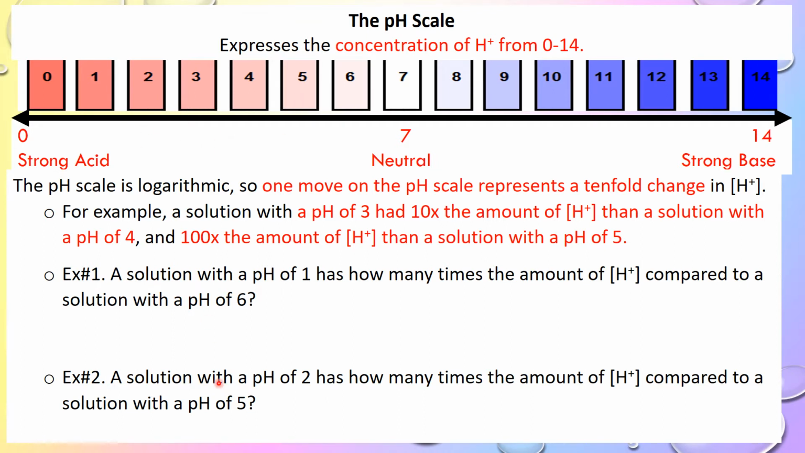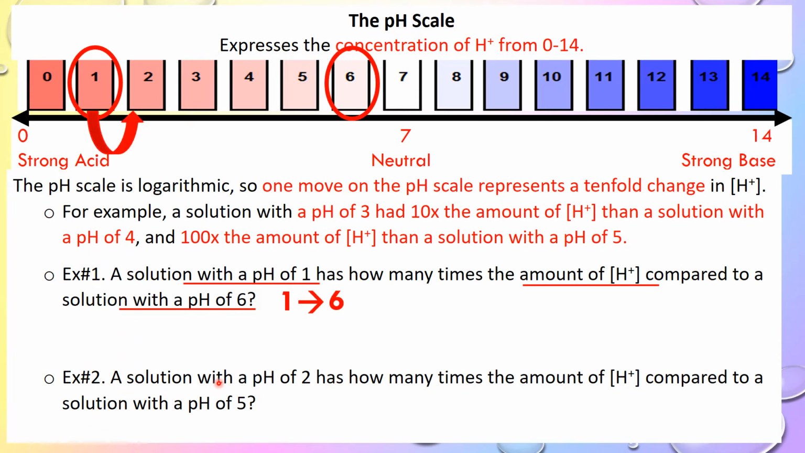So looking at example number 1, how would you read this scale from 0 to 14? I'm starting with a pH of 1, and I want to know how many times the amount of hydrogen is going to be compared to the solution with a pH of 6. So how are we going to look at this? Find number 1, move it to 6. I look at the scale, I see that 1 is down here, and I want to get to a 6.